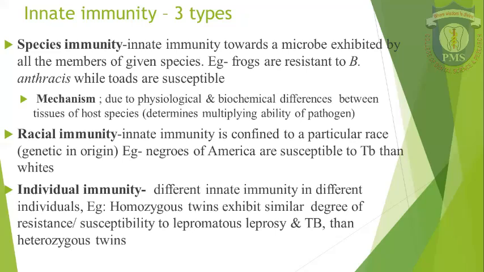Next type of innate immunity is racial immunity, that is the innate immunity confined to a particular race. Example, Negroes of America are more susceptible to TB than whites. Next, the third type of innate immunity is individual immunity, that is different innate immunity is seen in different individuals. Example, homozygous twins exhibit similar degree of resistance or susceptibility to lepromatous leprosy and TB than heterozygous twins.